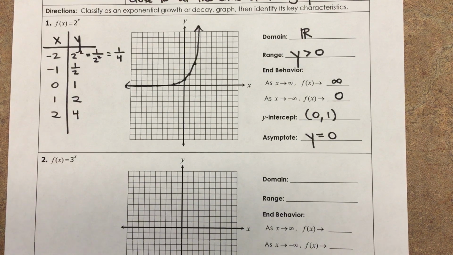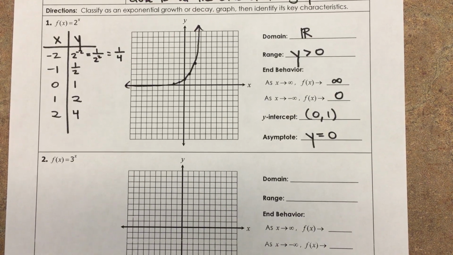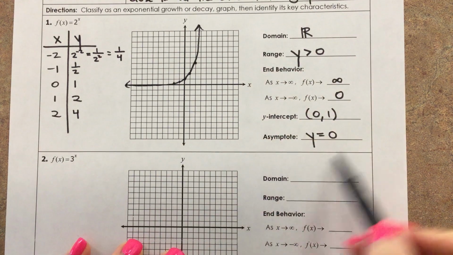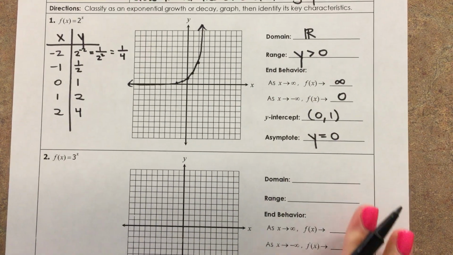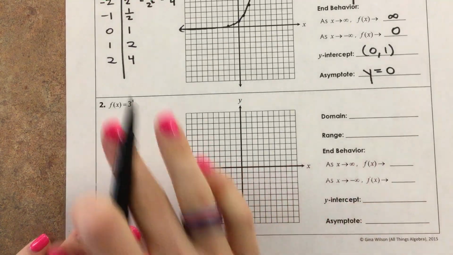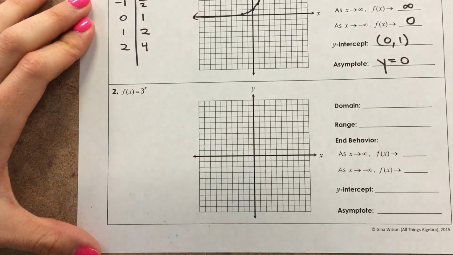All right, so for today's notes, because we're not making any changes, because we're not moving anything up, down, left or right, because we're not doing any stretching or compressing or flipping, all of these things are going to remain the same for all the different graphs that we're going to look at. All right, so number two is 3 to the x instead of 2 to the x.